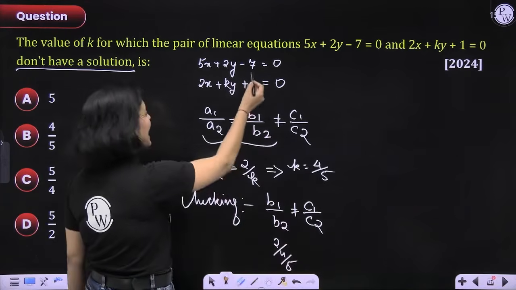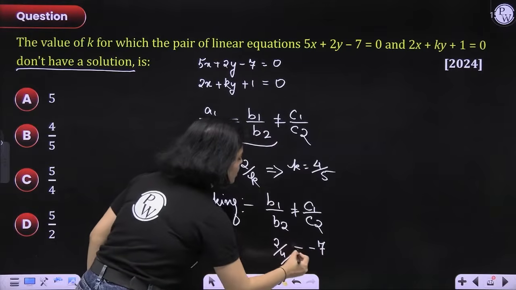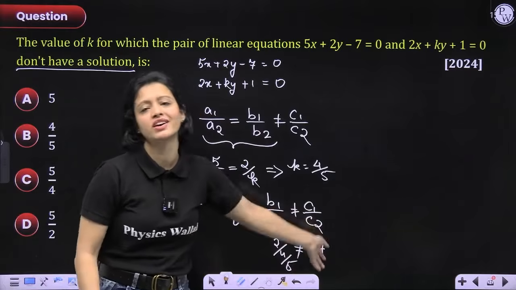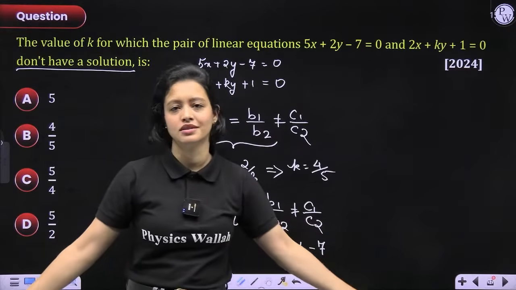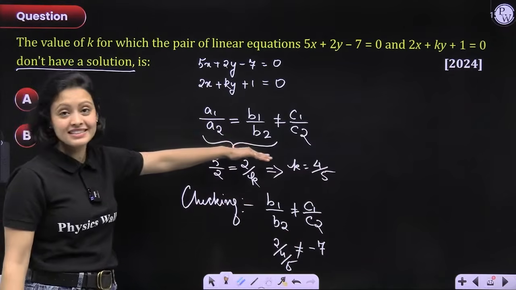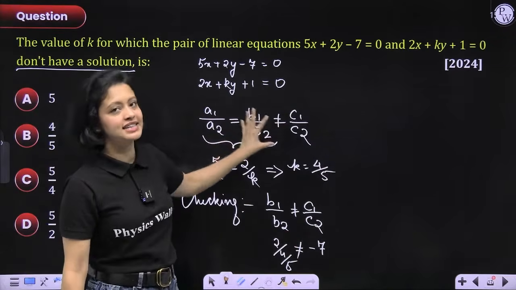Right? And here c1 by c2 would be negative 7. Clearly they are not equal. Why? Because you don't even have to calculate. You can see one is positive, another one is negative. So yes, k is equal to 4 by 5 does satisfy this. From here only, in fact, we got the value of k. And here we can see that it satisfies this also.